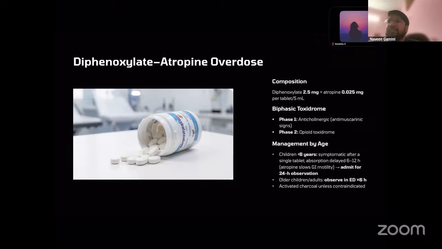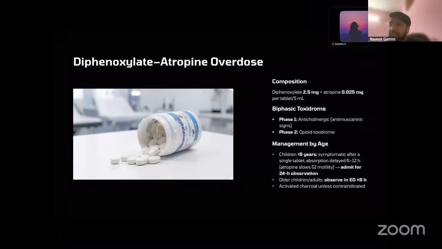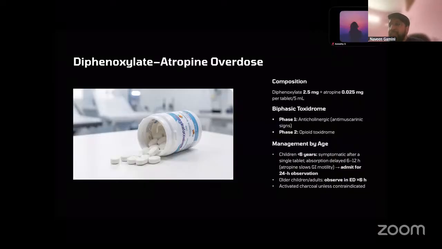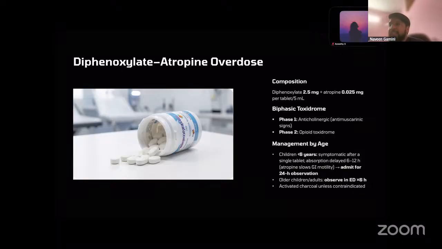Regarding the management of this overdose, we have to differentiate depending on age. Children less than 6 years are usually symptomatic after even a single tablet, and the absorption will be delayed because atropine also causes reduced GI motility. So any children less than 6 years will usually be symptomatic and we need to admit for 24 hours of observation. For older children above 6 years and adults, we need to observe in the ED for a minimum of 6 hours.